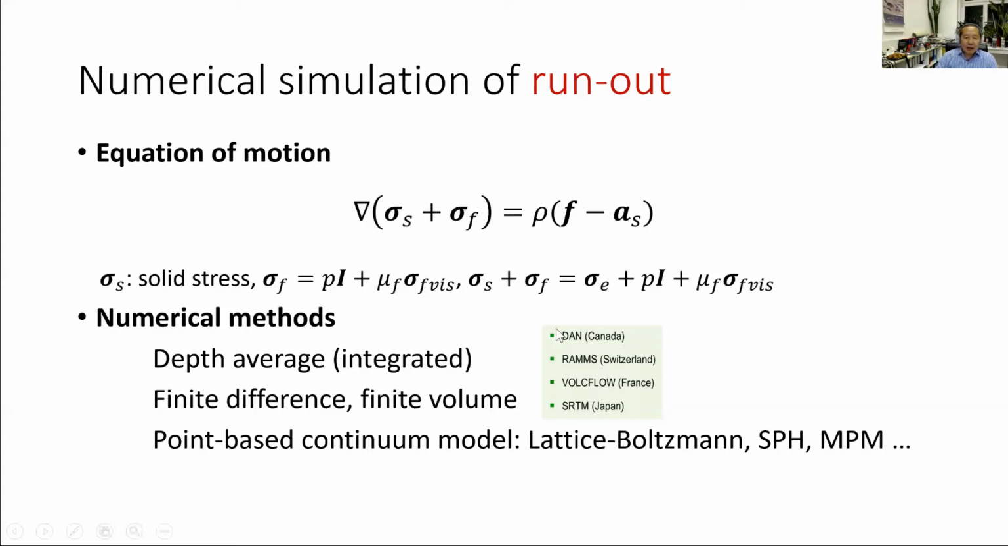So I list on the left-hand side some of the very well-known numerical tools in different countries, starting from down in Canada, by Professor Hungr, and another program, RAMMS from Switzerland, developed by SLF, and others in France and Japan. Most of them are based on this method. The solution is based most of the time on finite difference, with some refinement. And you see now finite difference and finite volume. And recently, the so-called point-based continuum models have become very popular, among them the lattice Boltzmann, SPH, MPM, and so on.